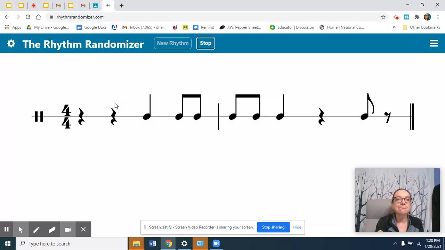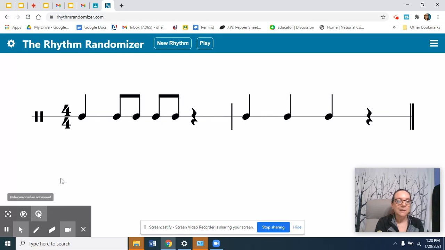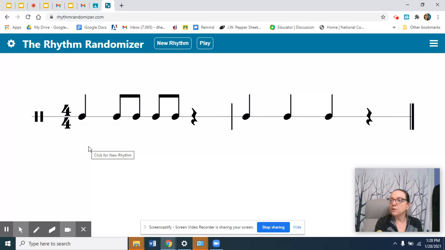That wasn't bad. All right, so take a look at this one. We're going to do it together. Take a look first before we do it. This one's pretty easy. Here we go. One, two, and three, and rest. One, two, three, rest. Let's do it one more time. Ready? Go. One, two, and three, and rest. One, two, three, rest.